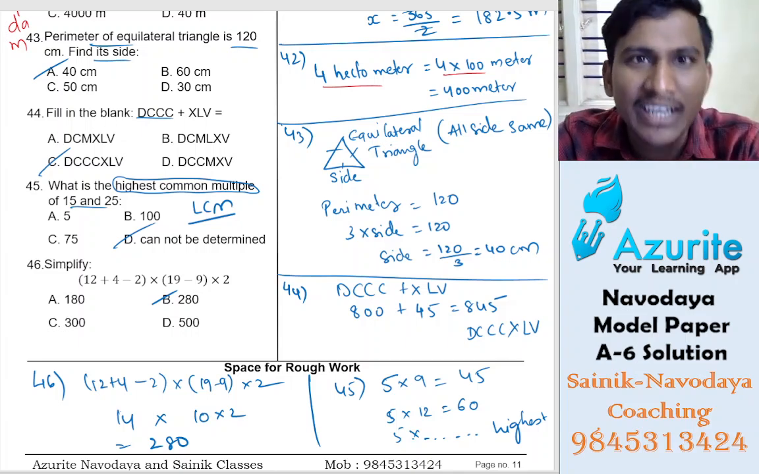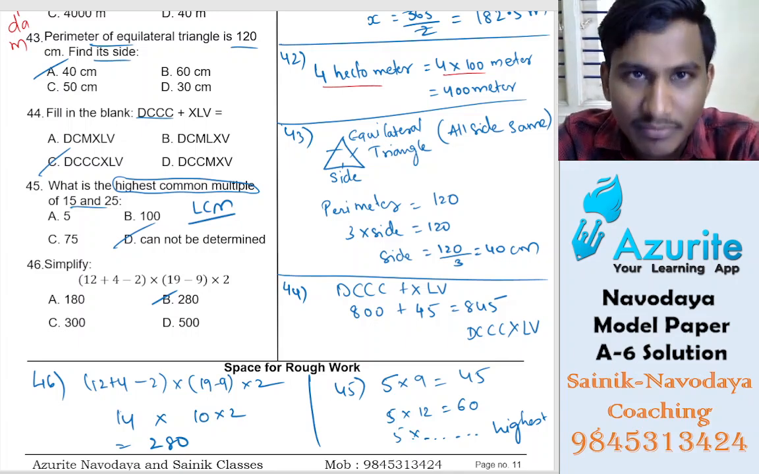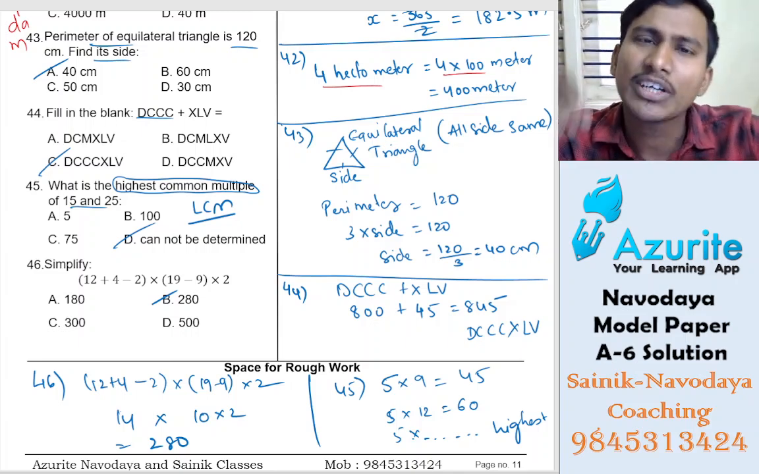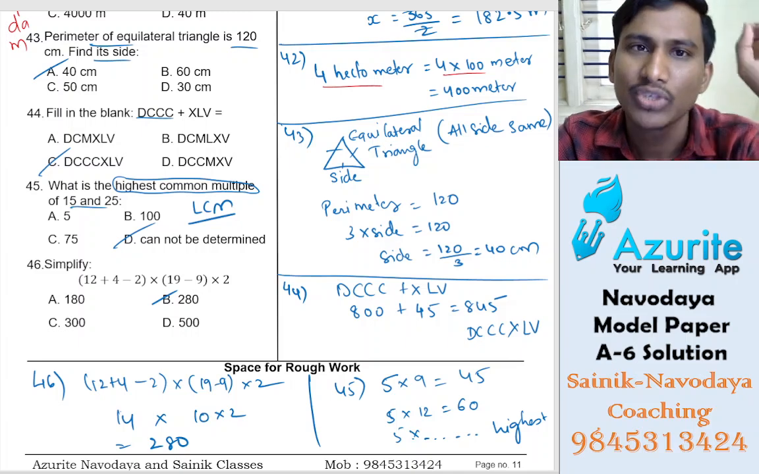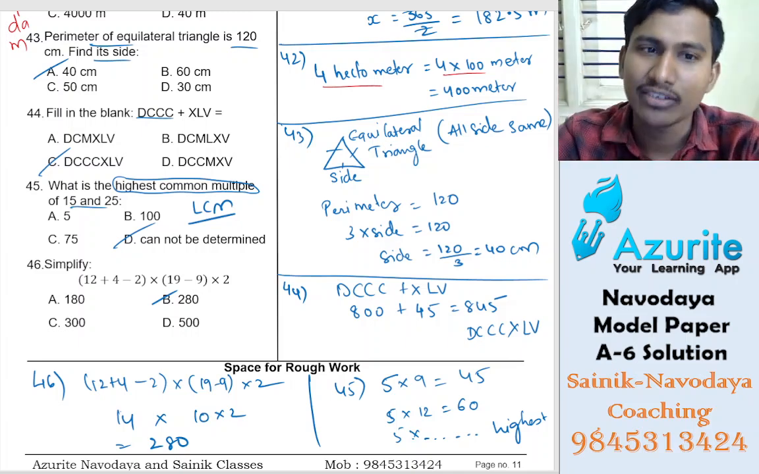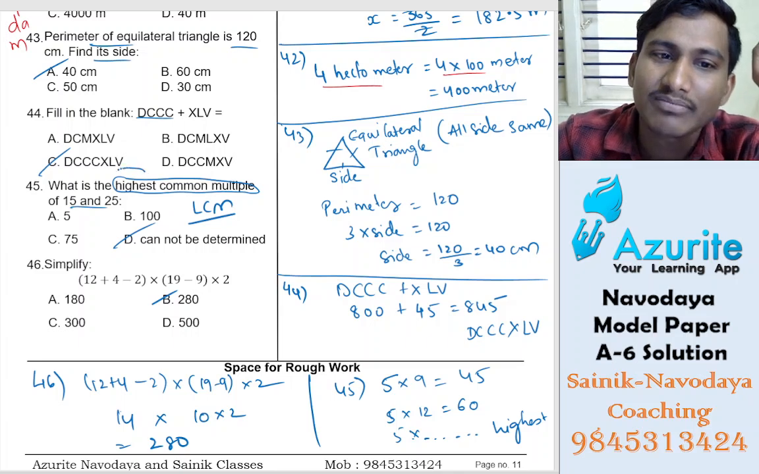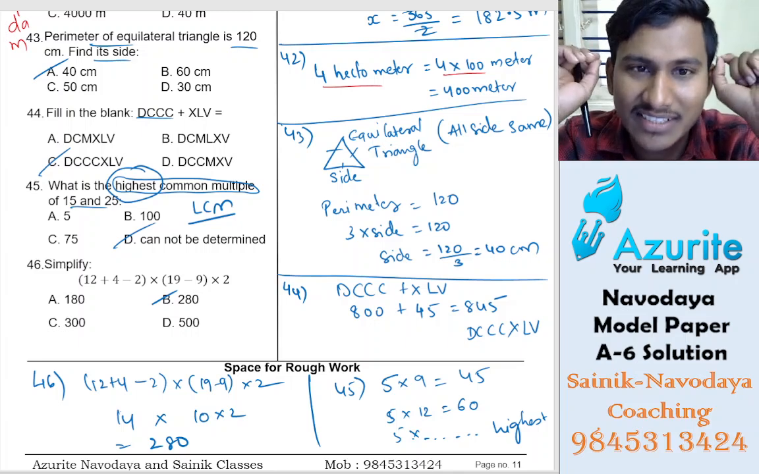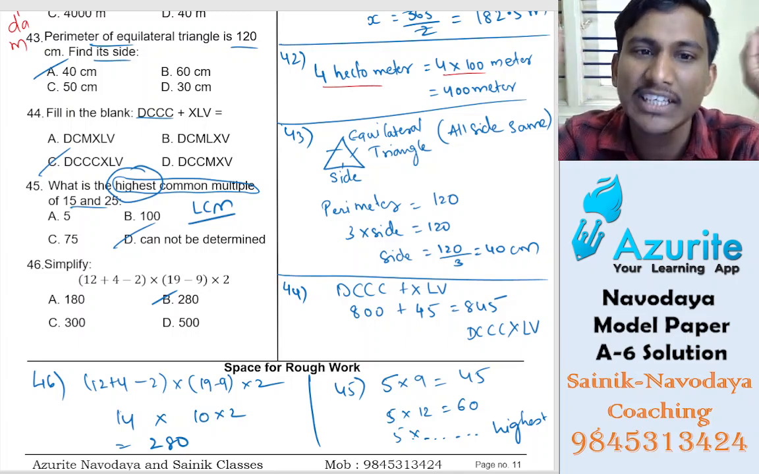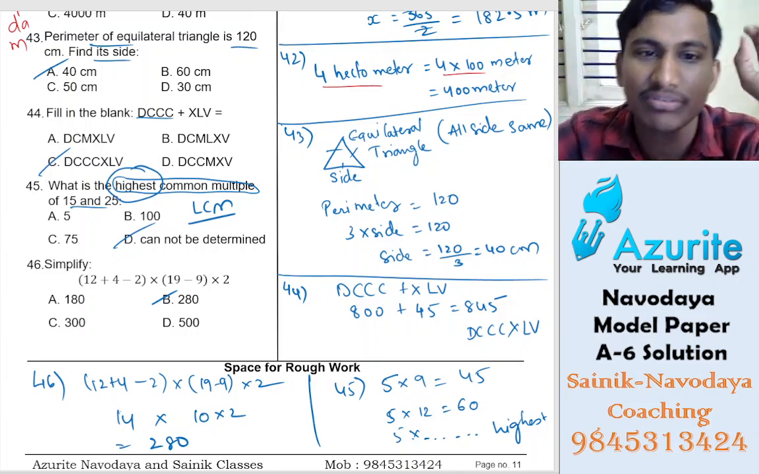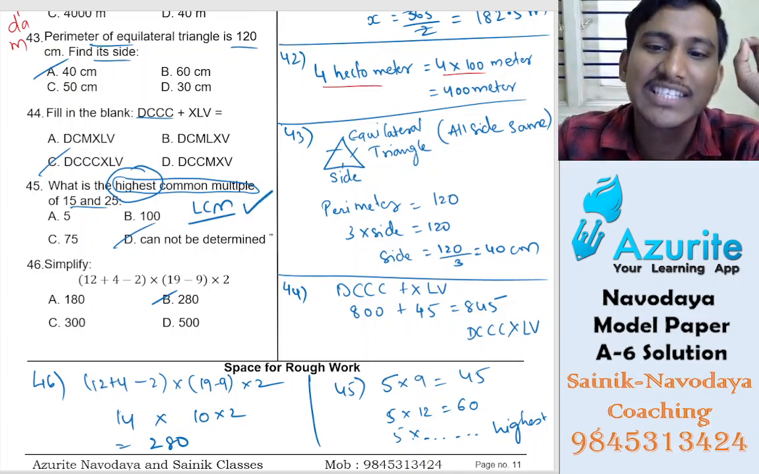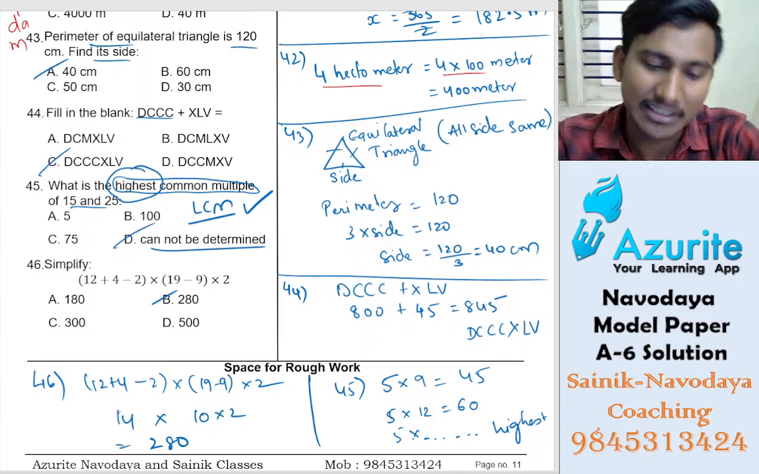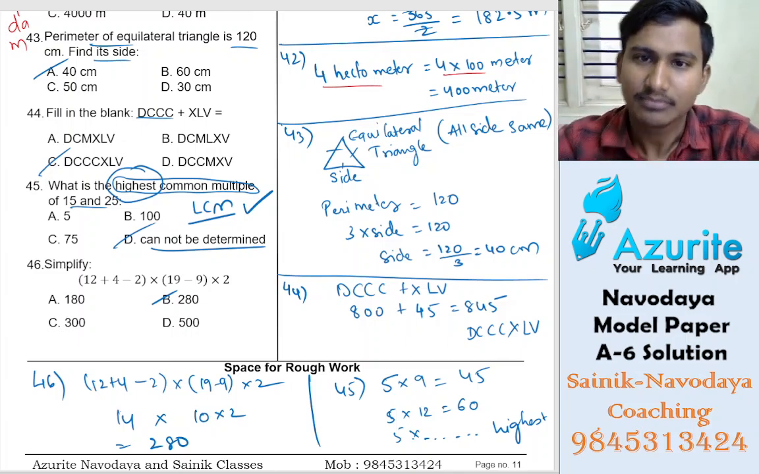If you multiply with 125, with 530, with 1045, again and again bigger and bigger numbers will come. So multiples never end, so we cannot find the highest. That is why there is no highest common multiple. We can only find the lowest, LCM. So that is why it cannot be determined. Understand? Yes.